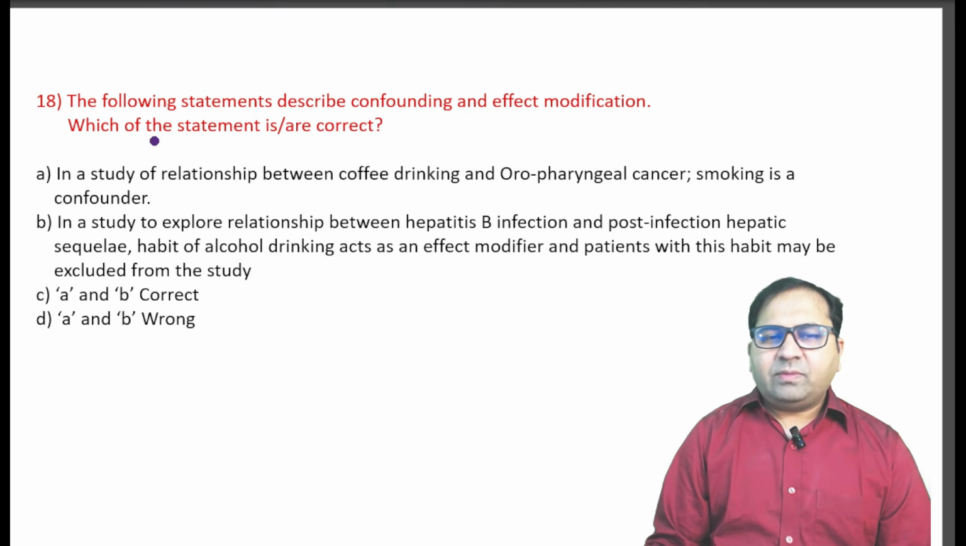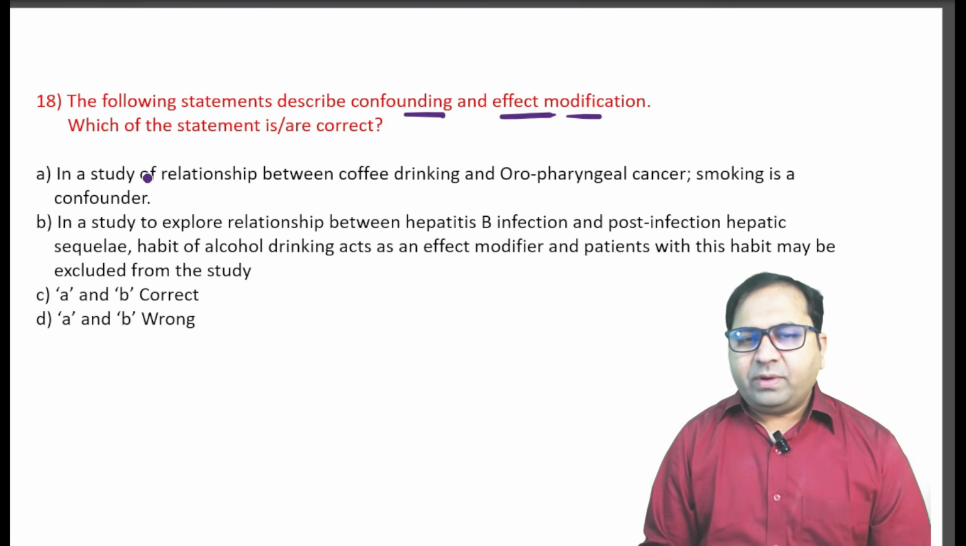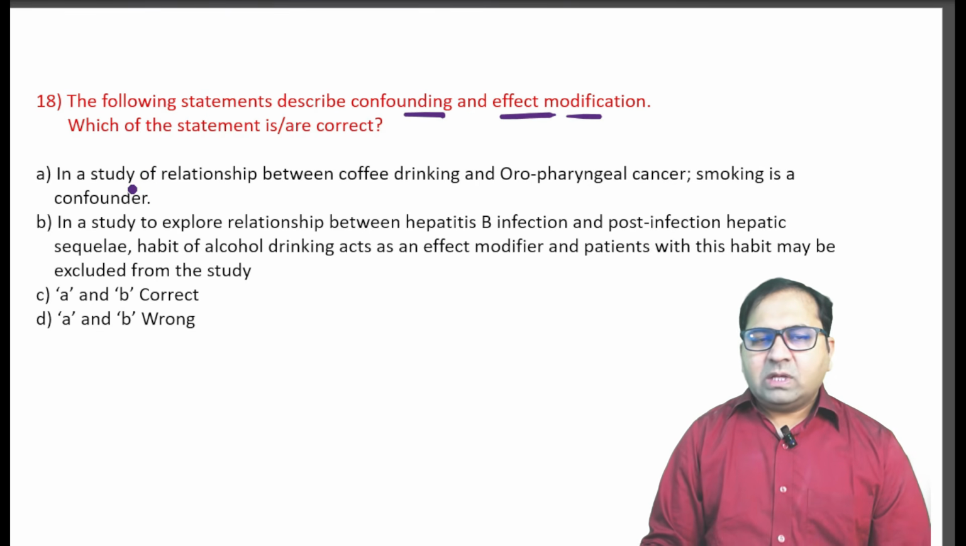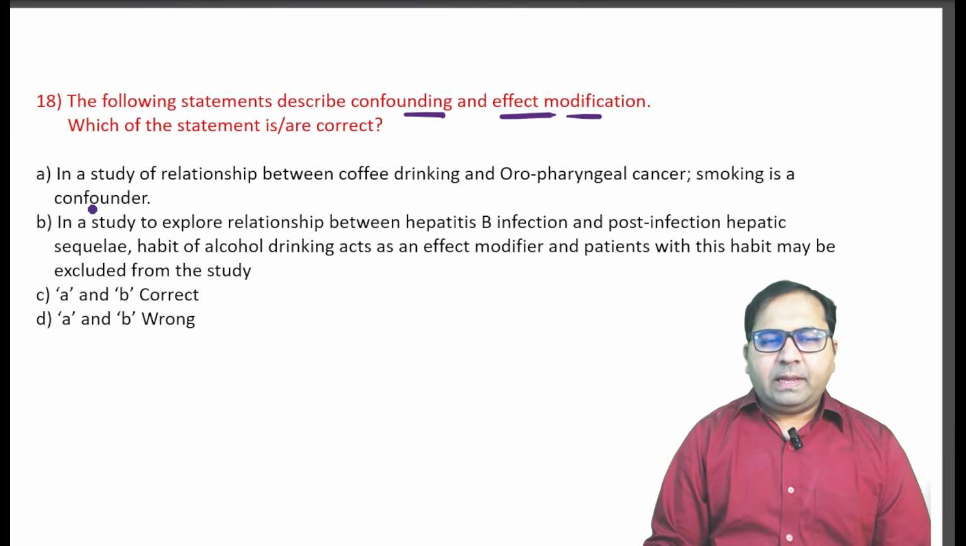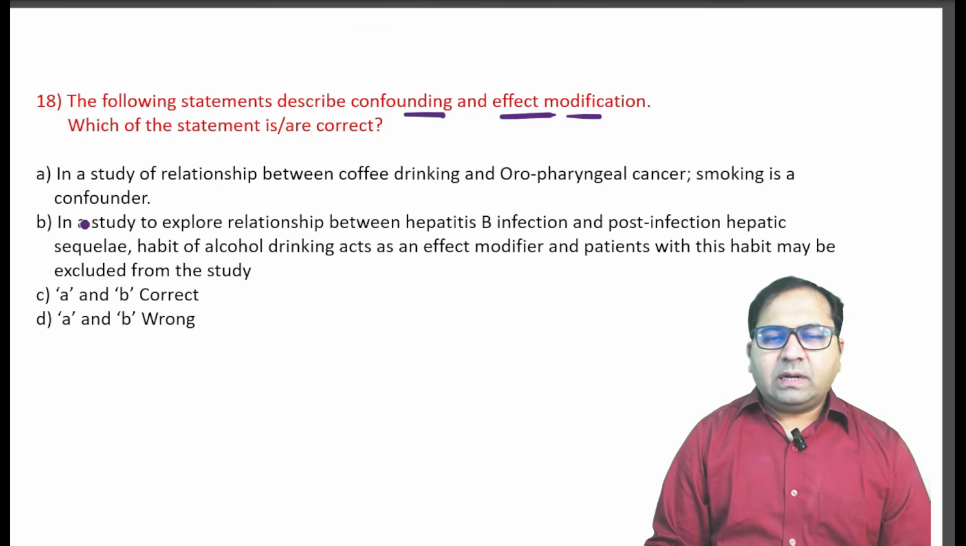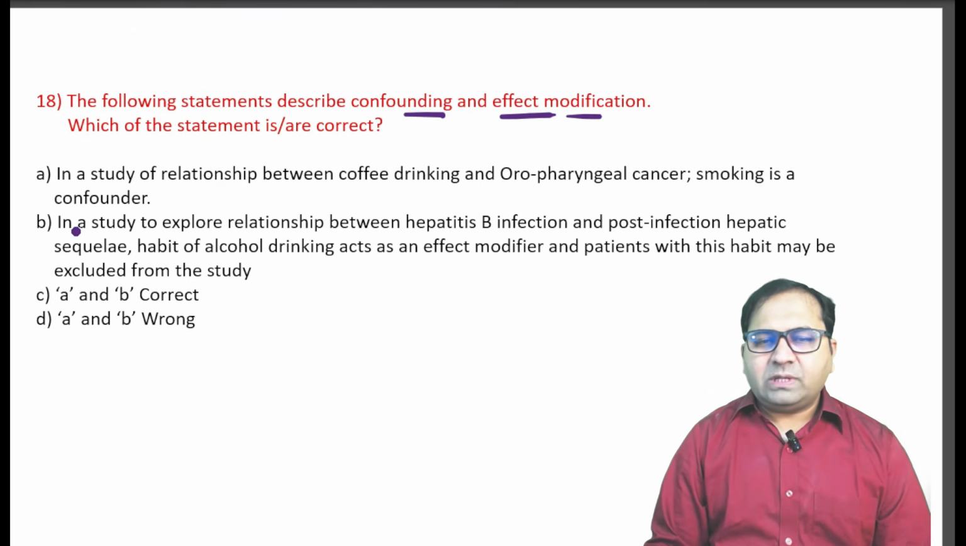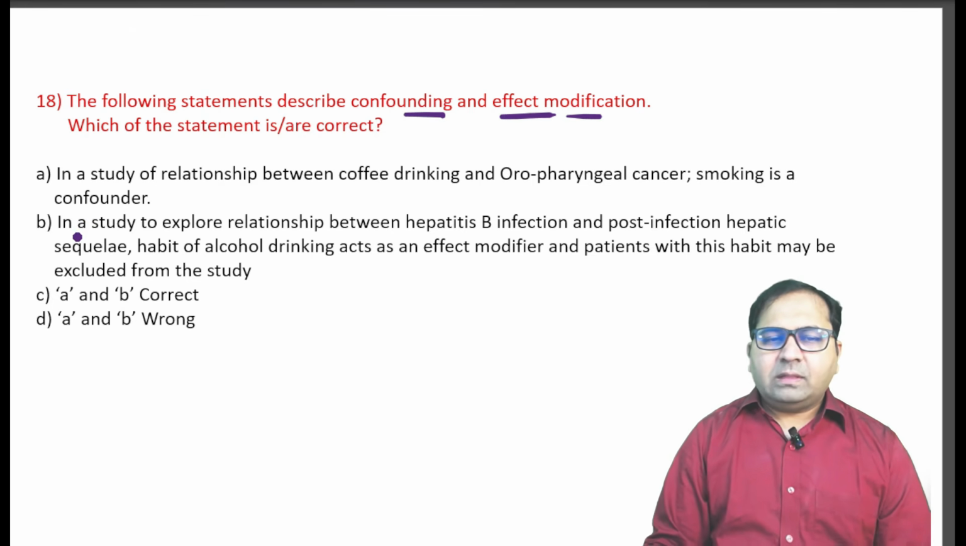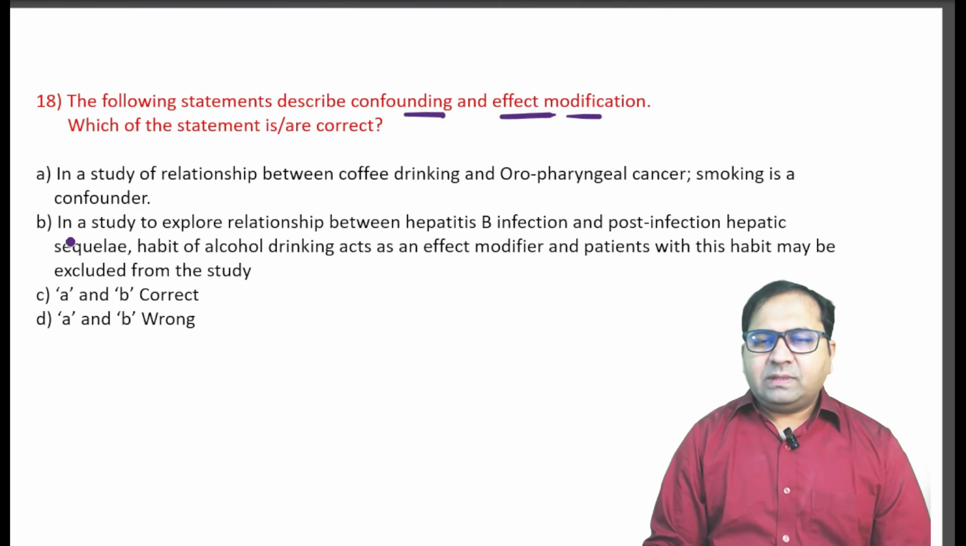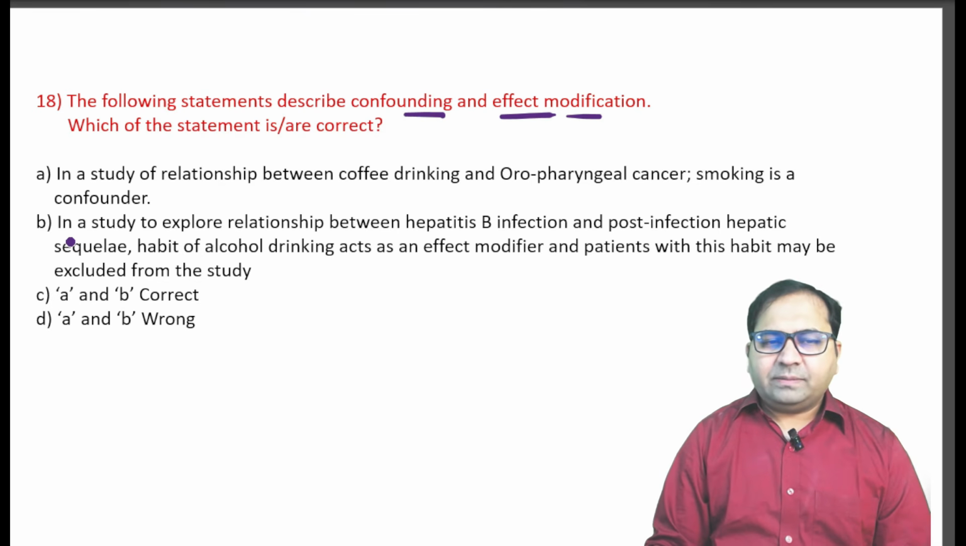Next question. Which of the following statements describe the confounding and the effect modification? So, which of the statements is or are correct? Let us see the statements. A. In a study of relationship between coffee drinking and oropharyngeal cancer, smoking is a confounder. Or B. In a study to explore the relationship between hepatitis B and post-infection hepatic sequelae, the habit of alcohol drinking acts as an effect modifier, and patients with this habit may be excluded from the study.